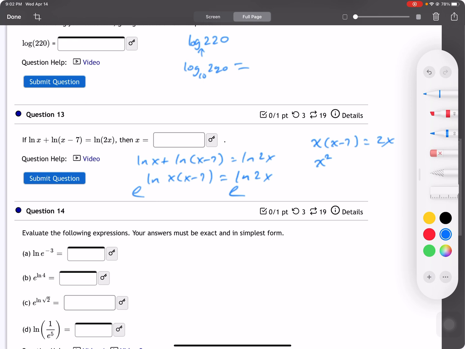X squared minus 7x equals 2x. We can subtract the 2x from both sides. X squared minus 9x equals 0. And our answers here, factor out the x: x times x minus 9 is equal to 0. X could be 0 or 9.